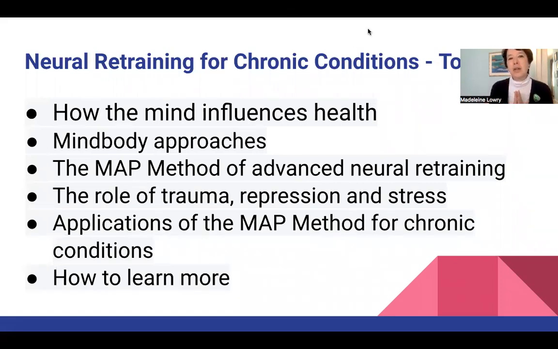So to start, I'll just go over our agenda, the topics that I'll be addressing today. So the topic is neural retraining for chronic conditions. And we're going to talk about how the mind influences health. We're going to talk about a few different mind-body approaches. And then I will talk about the MAT method of advanced neural retraining. That is the one I know best because that is the one I practice. And then I will talk about the role of trauma, repression, and stress on chronic health issues. Then we'll talk about the applications of the MAT method for chronic health conditions, how I have used it, the kinds of things that I see in my practice.